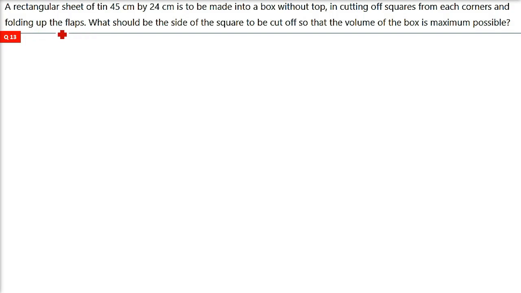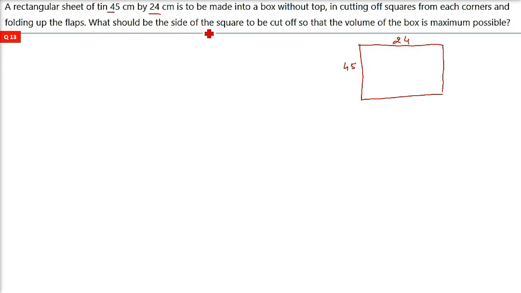Now this kind of question we have just completed. So it was a square the previous time. Now we have the rectangle. Rectangle means the opposite sides must be equal. That is the shape. Now this is the rectangular sheet, one side 45, the other side is 24.